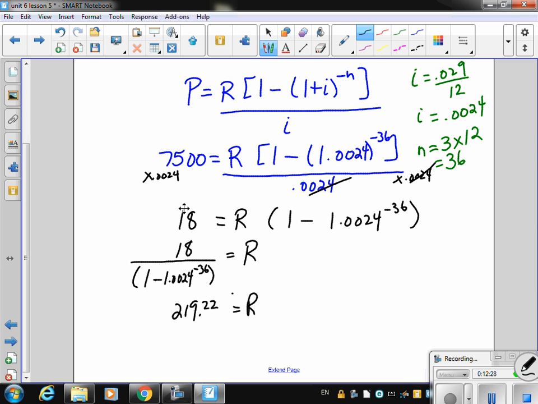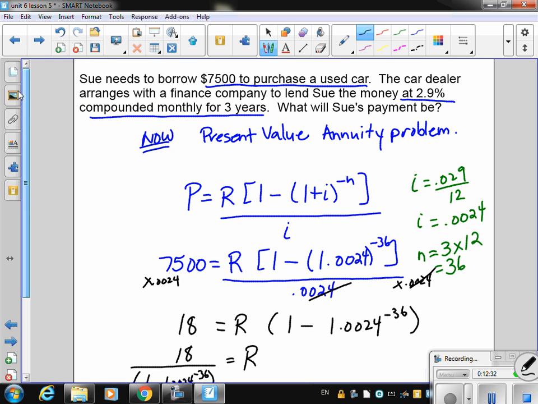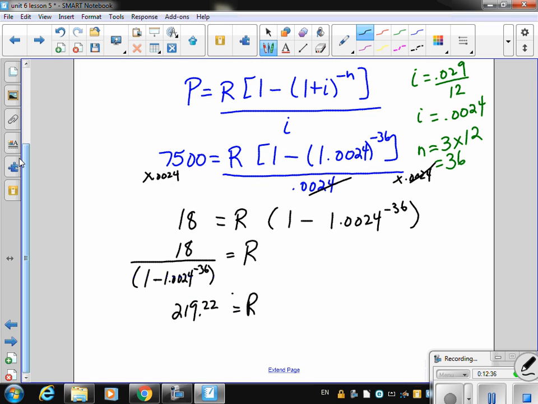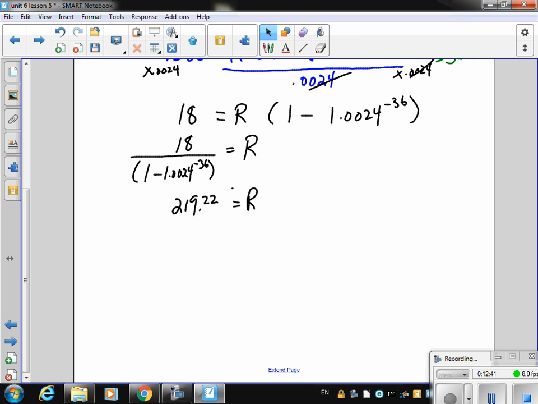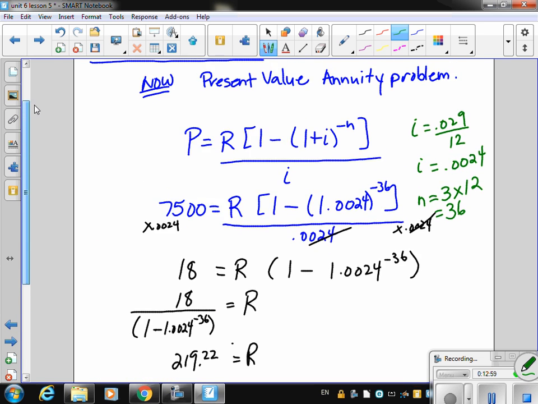If you have a fairly cheap car, and you're going to pay it off over the course of 3 years, that your payment would be $219.22 seems reasonable. Let's see how much interest she pays. So if she pays $219.22 times how many payments did she make? 3 years for 12 months, she is going to make 36 payments.